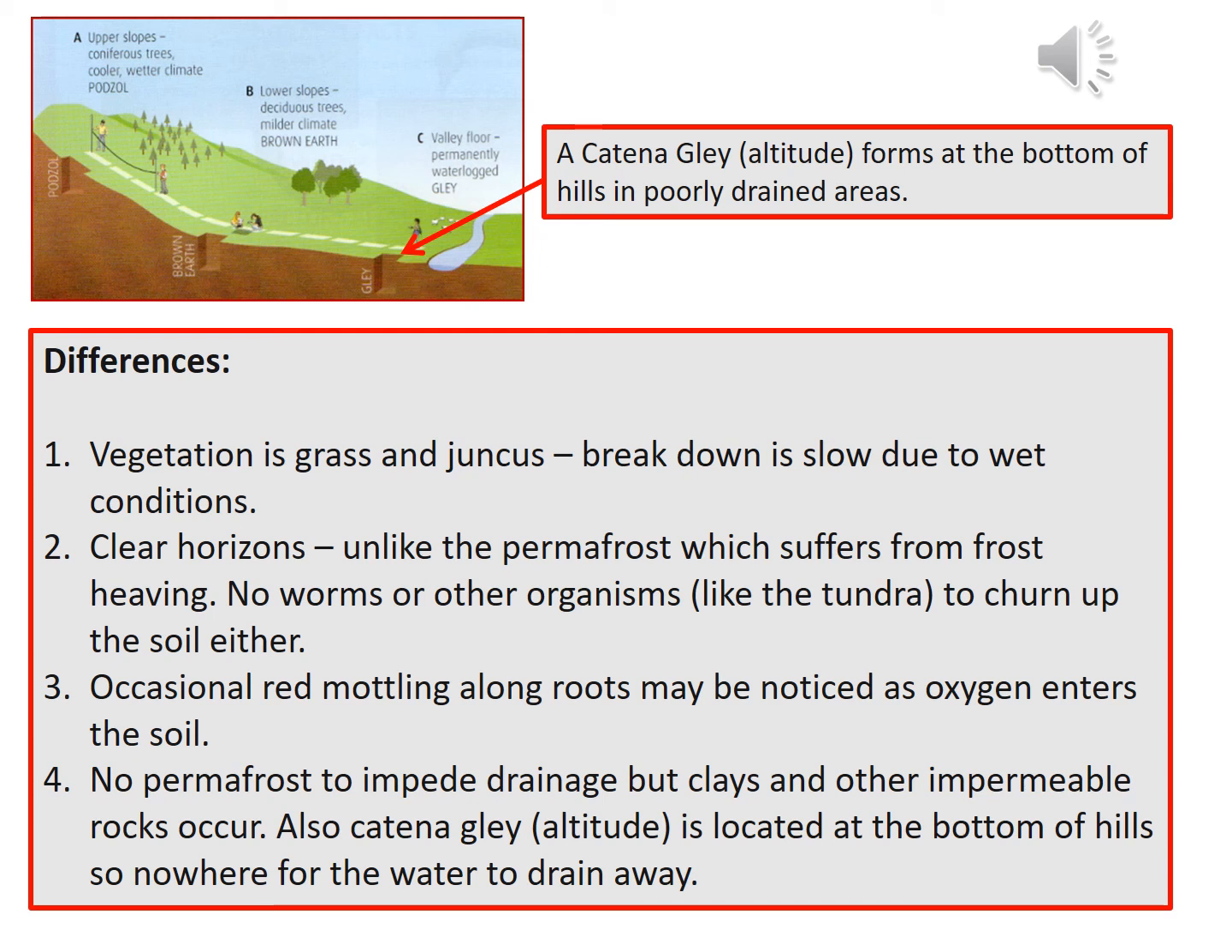This slide has been put on more just out of interest rather than a dire need for you to learn it. So I've put the little picture back in there of the soils on a slope just to show you where the gley is. So it's called the Catena Clay, one that forms at the bottom of a slope. And then I've listed the 4 differences between this type of Gley and a tundra Gley. So take it at your leisure, read it if you're interested in the differences between the 2 of them, but it is really the description and explanation of a tundra Gley which you have to learn.